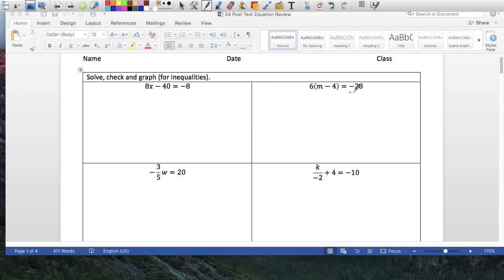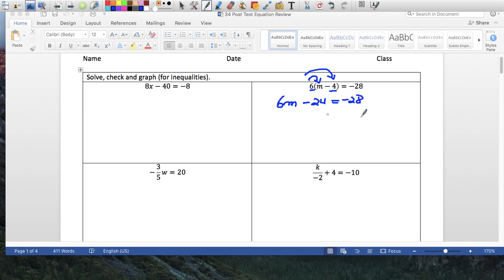Next one, 6 times the quantity m minus 4. So again, we have to do the distributive property first, right? So it's a positive 6 times m is 6m. Positive 6 times negative 4 is negative 24. So we're multiplying, okay? Equals negative 28.